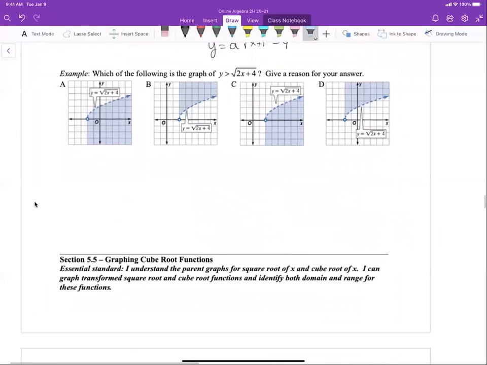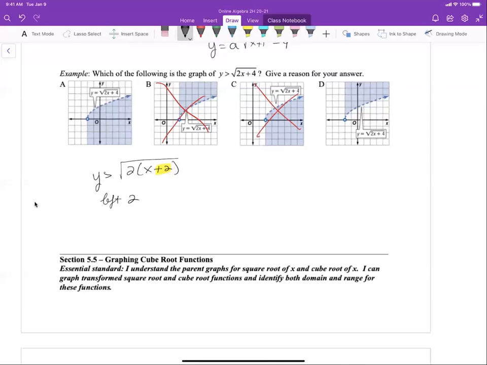Which of the following is the graph of y is greater than 2x plus 4? We need to rewrite that. It's not in standard form. We need to pull out a 2, so x plus 2. And so first off, we see that we have a positive 2, which should be left 2. And we can see right away that B was to the right 2. C was to the right 2. And the only 2 options now are A and D, because they have gone to the left 2.